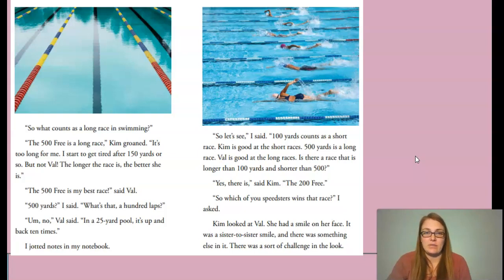I jotted notes in my notebook. So let's see, I said. The 100-yard race counts as a short race. Kim is good at the short races. 500 yards is a long race. Val is good at the long races. Is there a race that is longer than the 100 yards and shorter than the 500 yards?